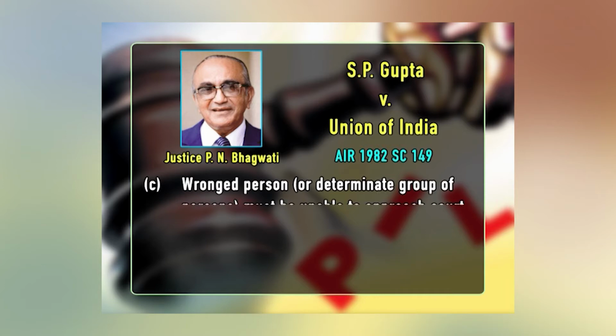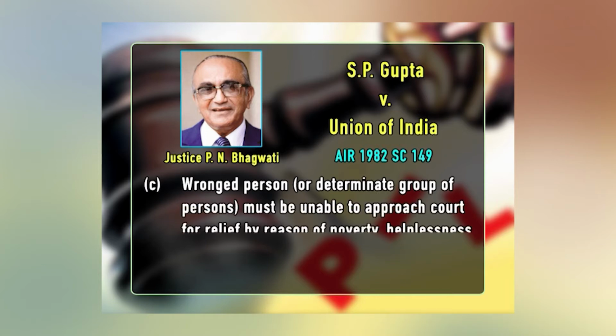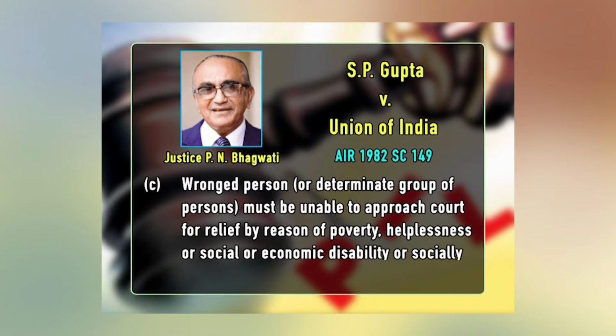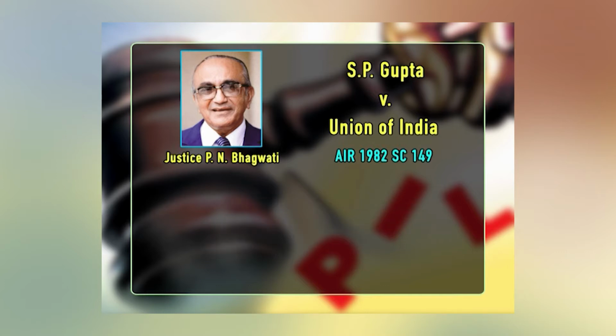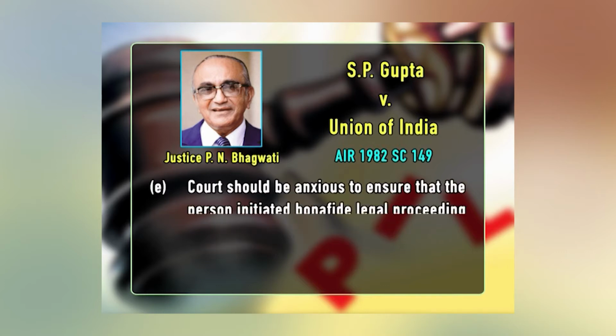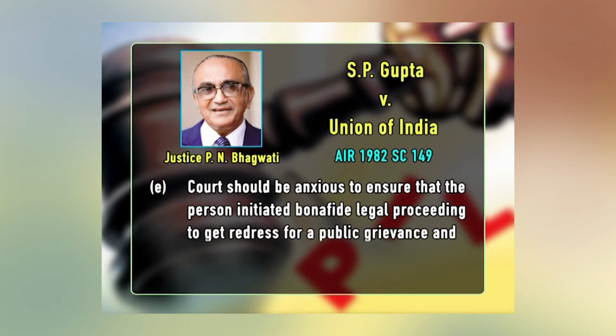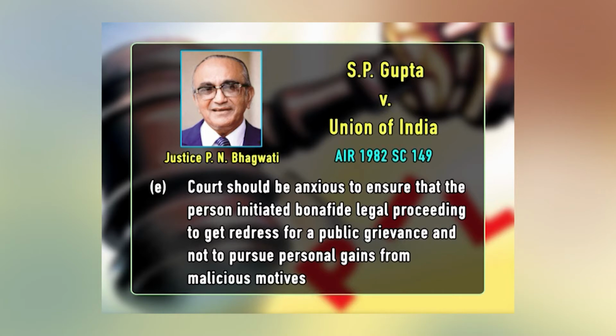Third, the wronged person or determinate group of persons must be unable to approach court for relief by reason of poverty, helplessness, or social or economic disability or socially or economically disadvantaged position. Fourth, if these conditions are there, then any member of the public can seek judicial relief for the above wrong. Fifth, but the court should be anxious to ensure that the person initiated a bona fide legal proceeding to get redress for a public grievance and not to pursue personal gains from malicious motives.